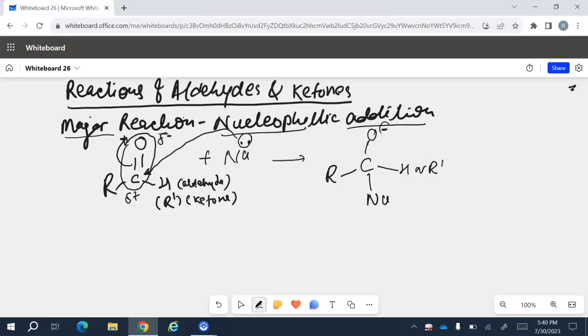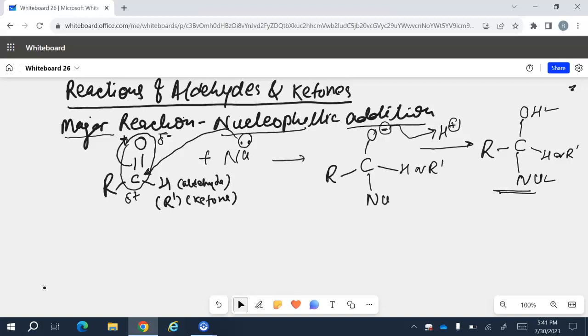Now, since it has formed O negative, it can pick up a proton from the solution and then will convert into OH. In this way, in the nucleophilic addition reaction, we have the nucleophile attached on one side of the carbon, whereas hydrogen is attached to the O, making it OH. So you have the hydrogen and the nucleophile. This type of reaction we call the nucleophilic addition reaction. This is the most common type of reaction that aldehydes and ketones undergo.